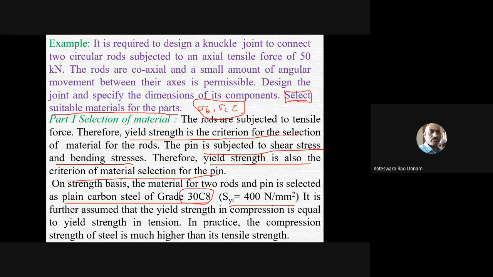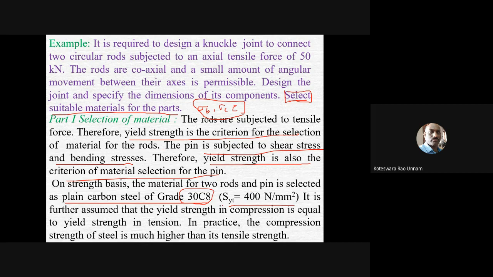Then it is further assumed that yield strength in compression is equal to the yield strength in tension. For most ductile materials, this assumption is valid. If the material is brittle, then only the strength in compression is more than the strength in tension. For all ductile materials, the strength in compression is the same as the strength in tension, so you can assume that. In practice, the compression strength of steel is much higher than its tensile strength, but here the assumption is just taken like this.